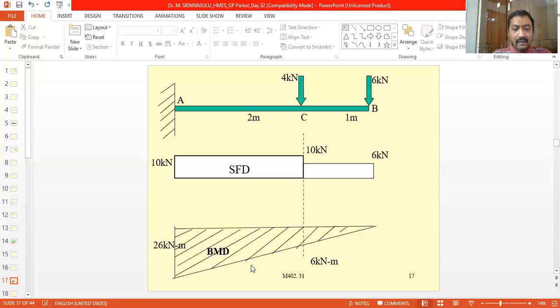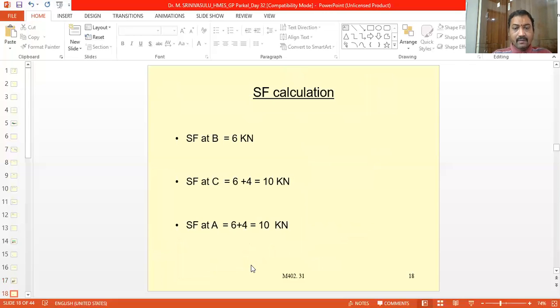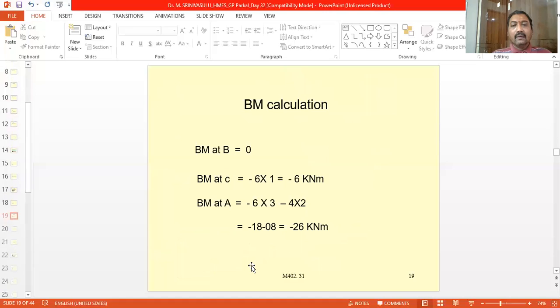Now coming to the bending moment. Now the BM calculation, bending moment. What is the bending moment by definition? Bending moment is nothing but the algebraic sum of the moments of all the forces acting to the right of the section or acting to the left of the section.